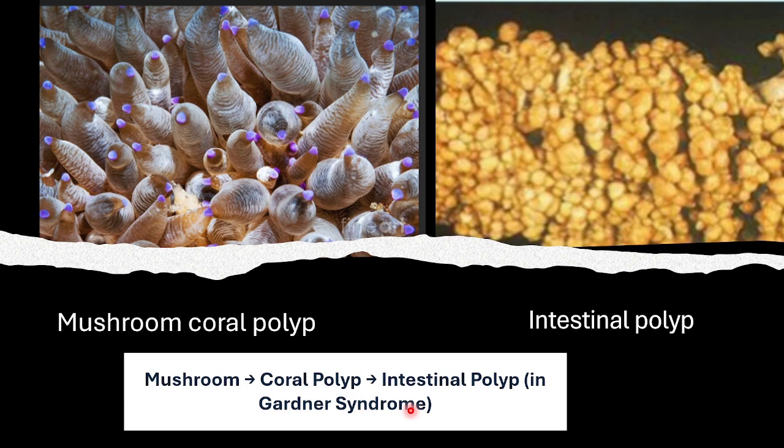Because patients are at markedly increased risk for colorectal cancer. They develop hundreds to thousands of adenomatous polyps in the colon, and if left untreated, these almost always progress to colorectal cancer. So patients may have symptoms such as diarrhea, constipation, rectal bleeding, anemia, and abdominal pain.